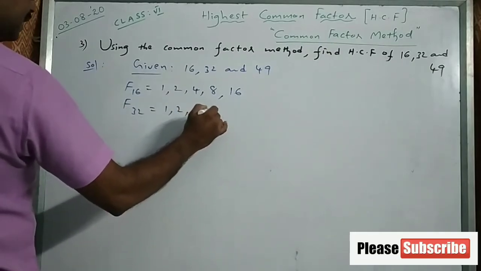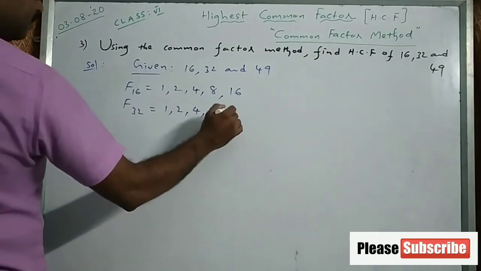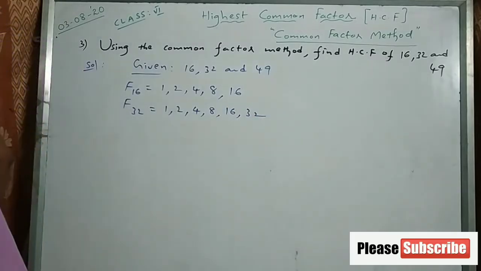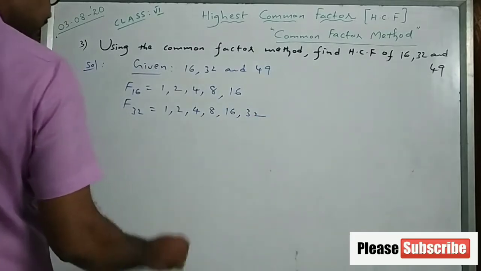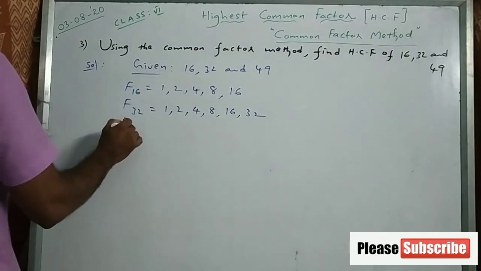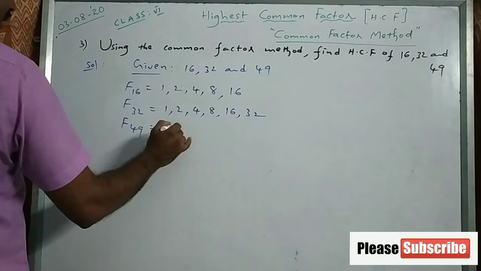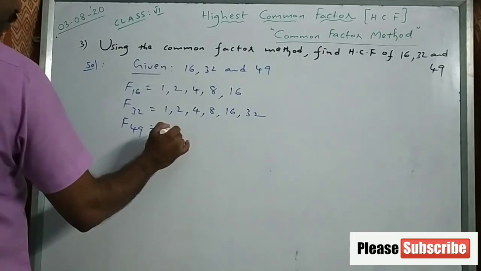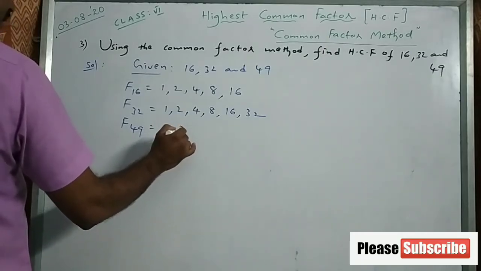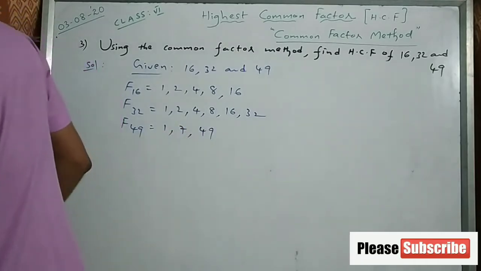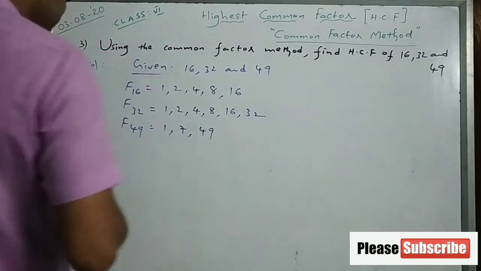8 4s are 32, right? 16 2s are 32 and 32 1s are 32, right? 1, 2, 4, 8, 16, 32. Next, factors of 49. 1 will go, 2 cannot go, 3 no, 4, 5, 7 will go and 49. Right? 1, 7 and 49.